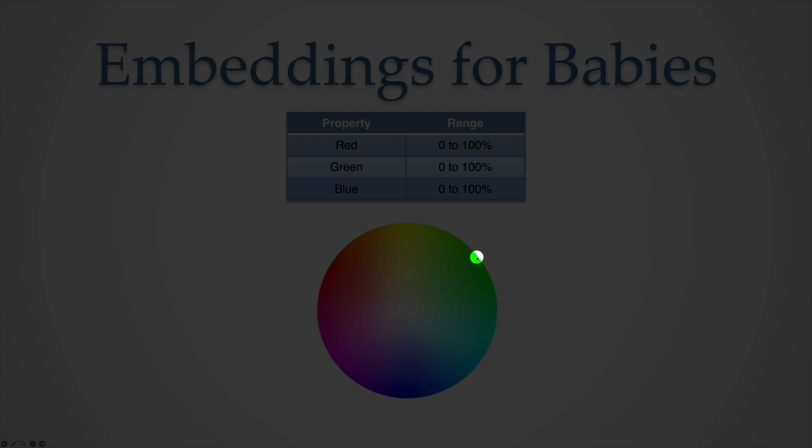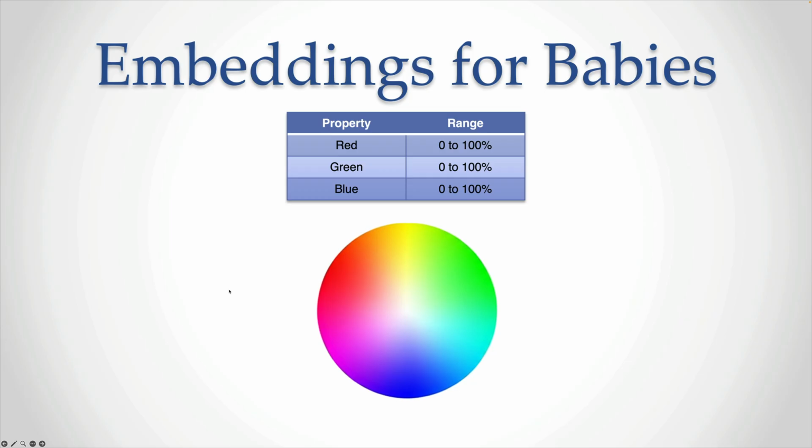As I keep going, I have no red. I have, of course, all green at this point. And then I start adding a little bit of blue. And so you get the idea. White in the middle is essentially no red, no green, no blue. And black is all red, all green, all blue. But that's not shown here on this color wheel.